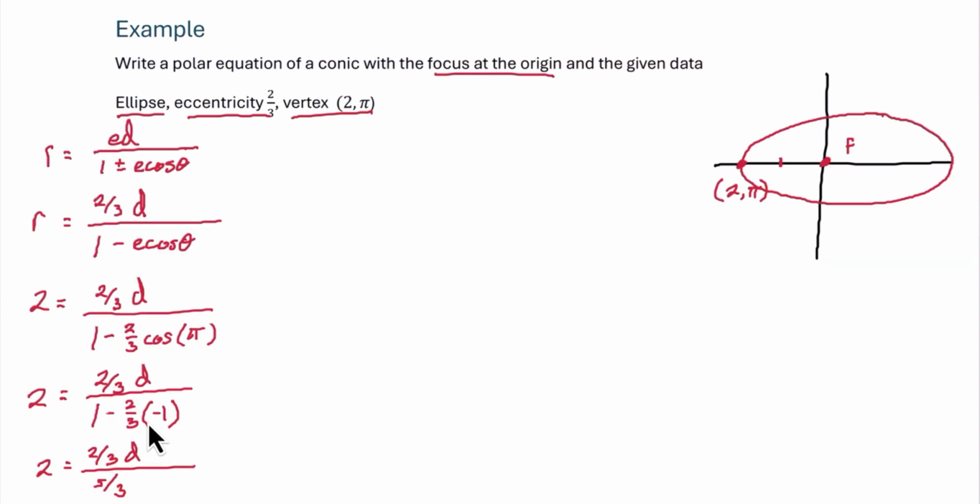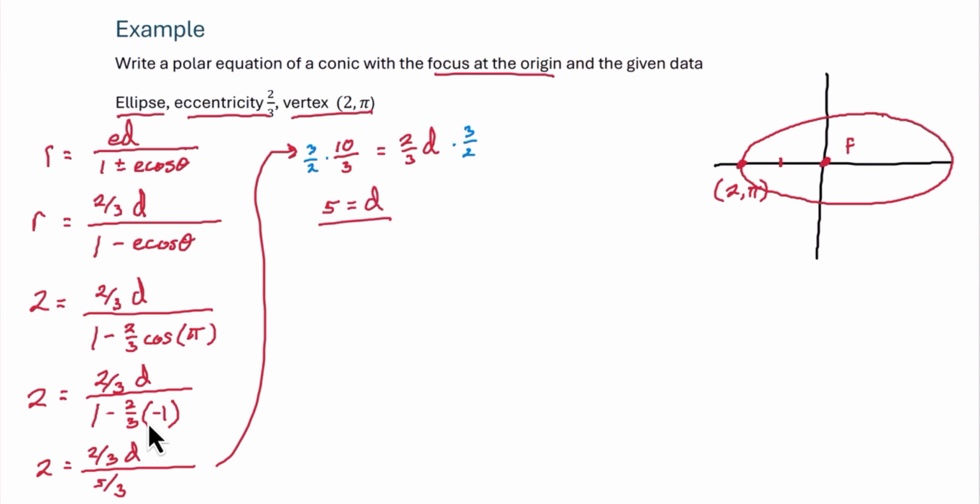So continuing with that, let's take that up here and do some solving. If we cross multiply, we'll get 10/3 equals 2/3 d. And then multiply by 3/2 on both sides. If we multiply both sides by 3/2, on the left we will get 5, and on the right we get d. So we now have d.